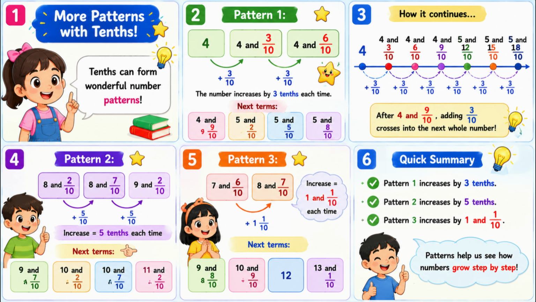More patterns. In the pattern 8 and 2/10, 8 and 7/10, 9 and 2/10, the increase is 5/10 each time. So the next terms are 9 and 7/10, 10 and 2/10, 10 and 7/10, and 11 and 2/10. In another pattern, 7 and 6/10, 8 and 7/10, the increase is 1 and 1/10 each time. So the next terms are 9 and 8/10, 10 and 9/10, 12, and 13 and 1/10.